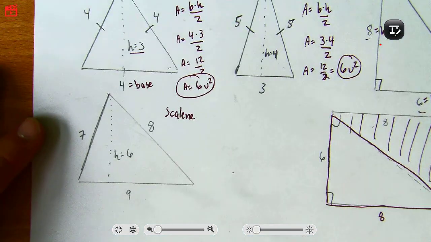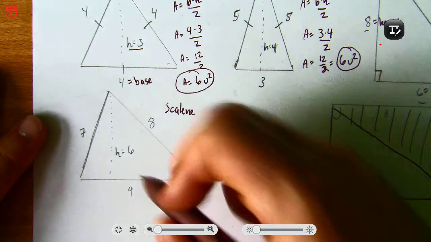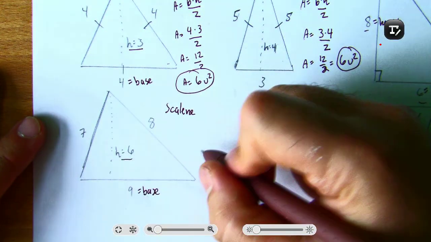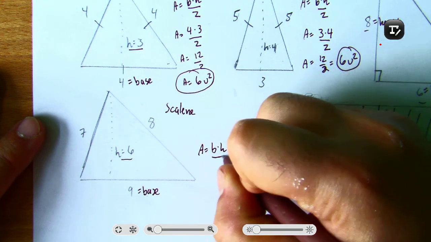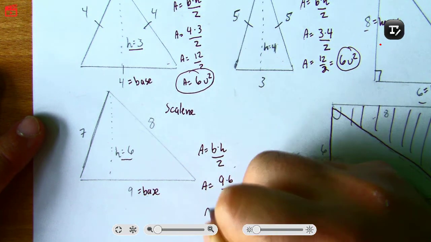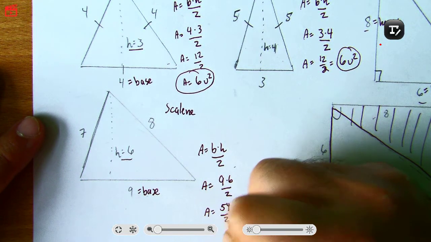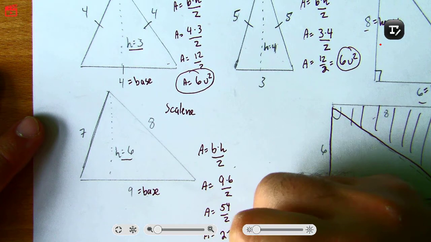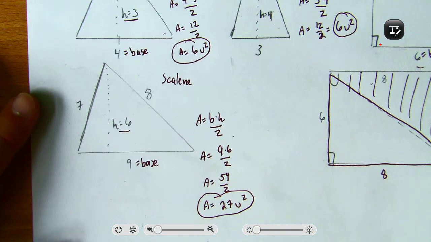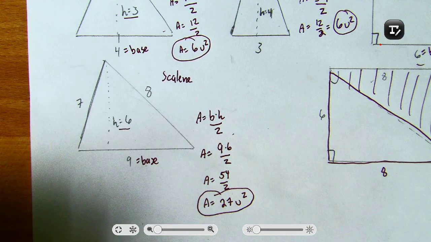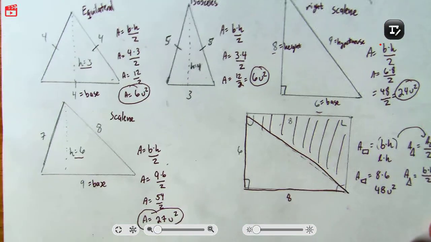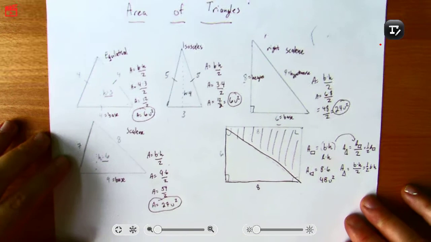Our non-right scalene works exactly the same way. 9 is my base. It's the point from which the height comes. My height is 6. Area equals base times height divided by 2. So area equals 9 times 6 divided by 2, which is 54 divided by 2. So area is 27 square units. Ta-da. And showing your work like this is probably pretty smart. You would definitely earn some points from your teachers for showing your work clearly like that. That's pretty much all you need to know for this year.